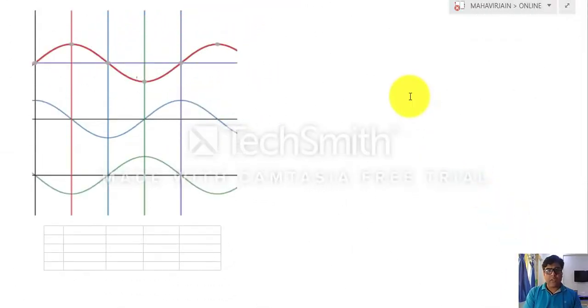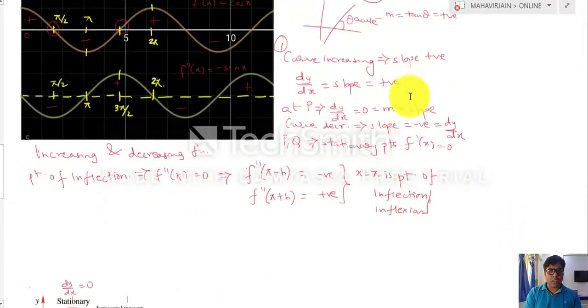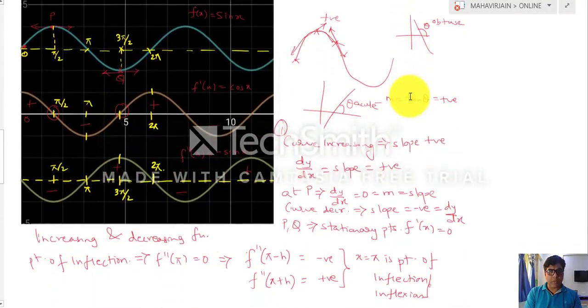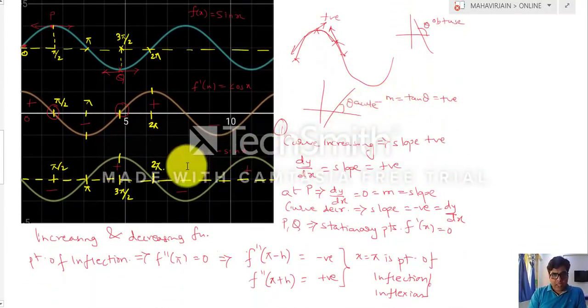We continue with the last video that we did. It was on these three curves, if you remember: f of x, f dash of x and f double dash of x. Here I'll just complete this quickly.